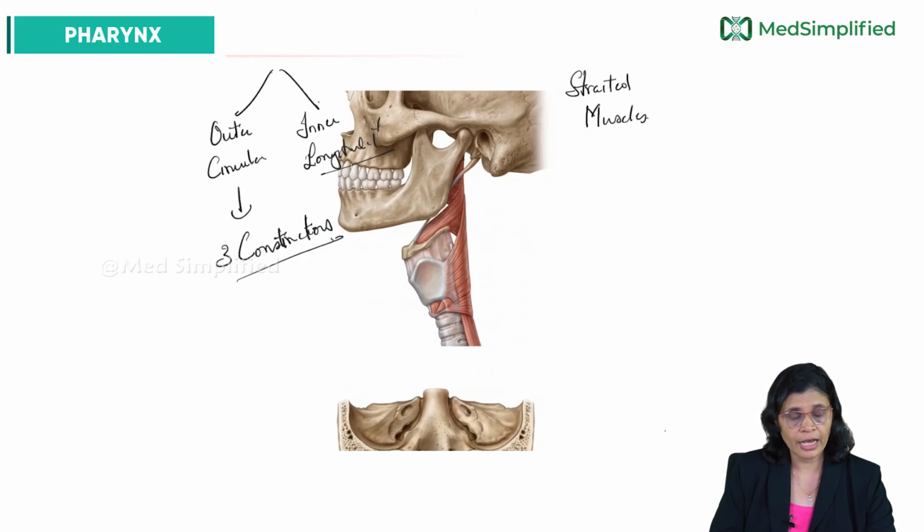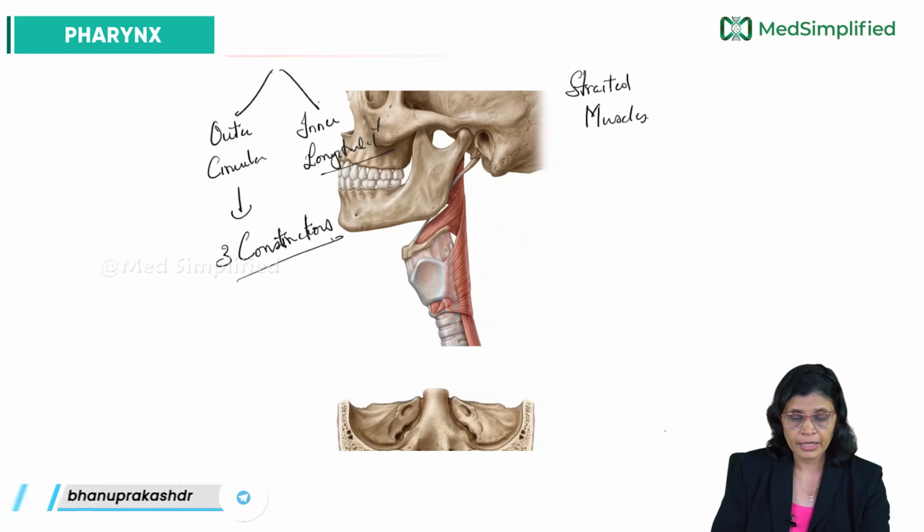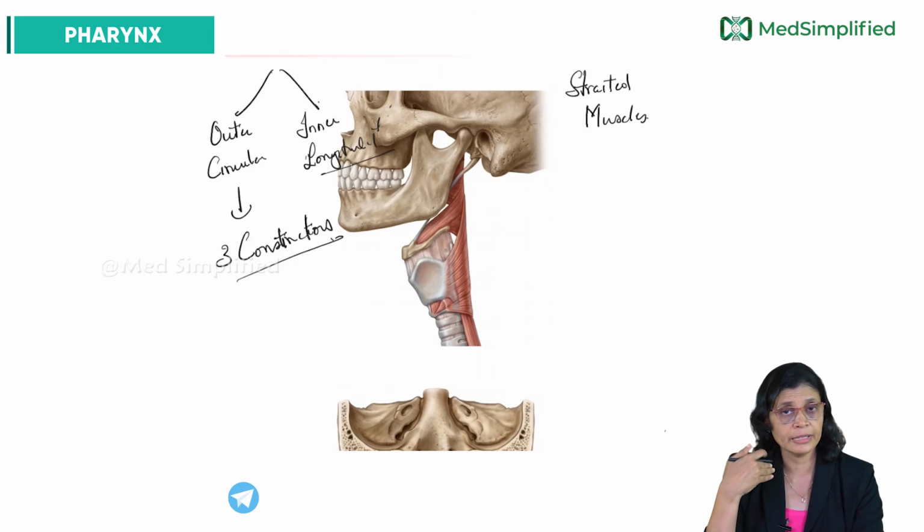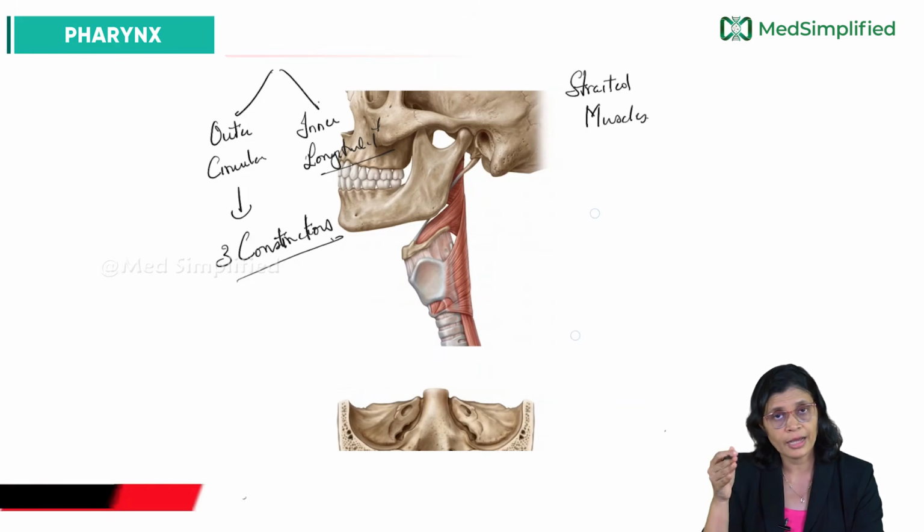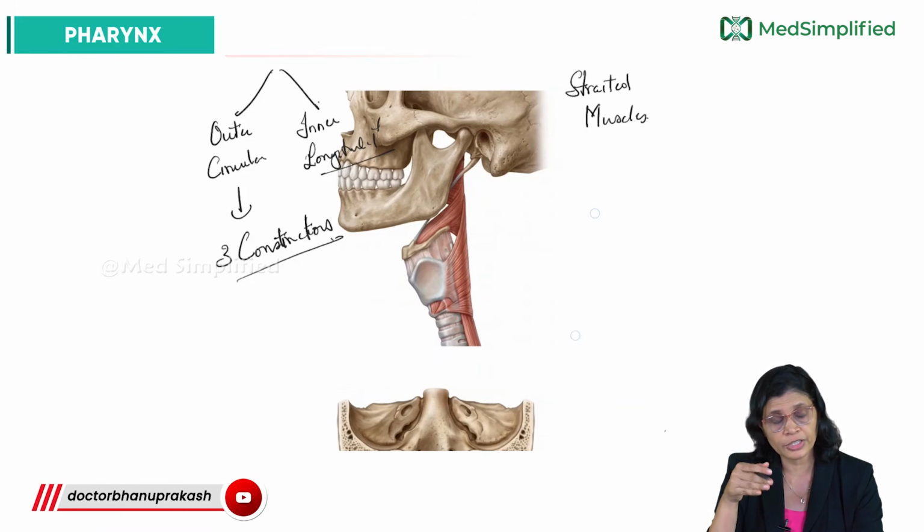They have the origin from the front and they get inserted. That is, they take limited origin from the front, that is from the bones as well as from the ligaments. They have the origin in the front region from the bones, the ligaments as well as the cartilages which are present. They have the origin from there and they all get inserted to the pharyngeal raphe.